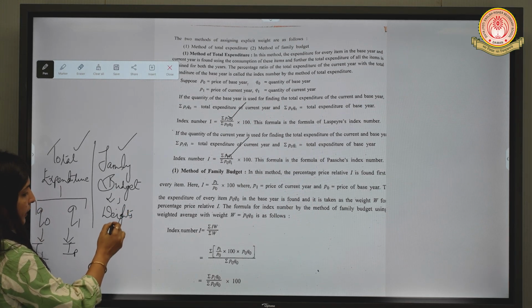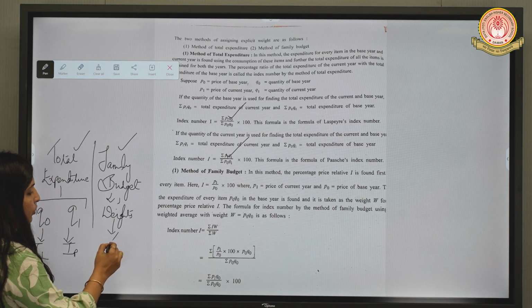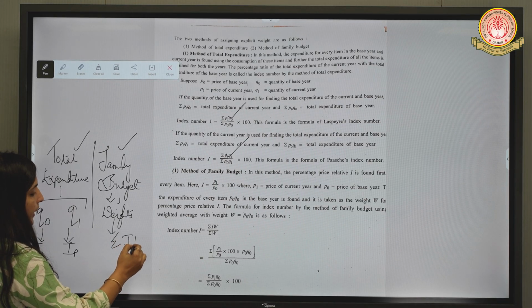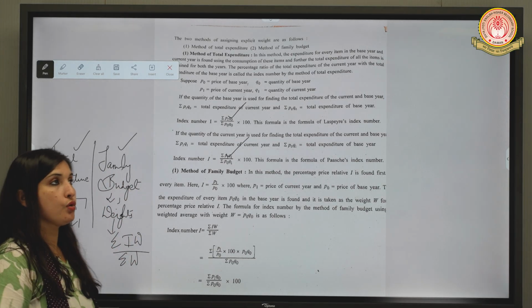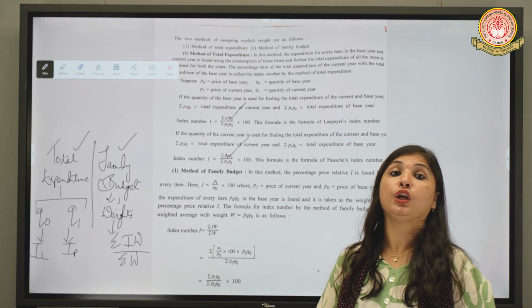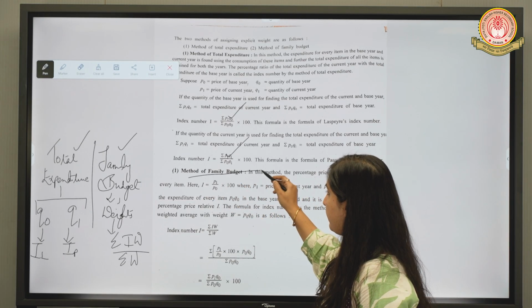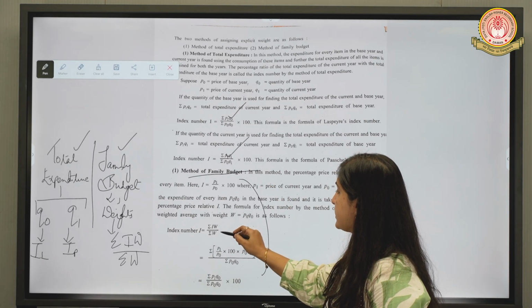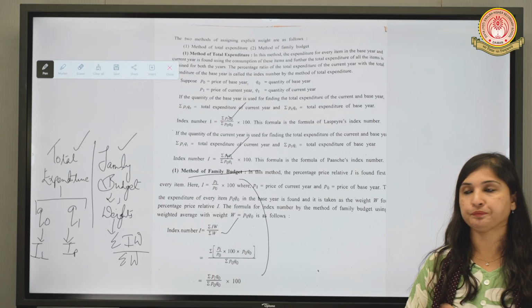Weights are given, and when we use the weighted average method, what do we do? We do sigma IW divided by sigma W. So whenever it is mentioned that we have to find the cost of living index using the family budget method, this is the family budget method. The formula that you will use is sigma IW by sigma W.